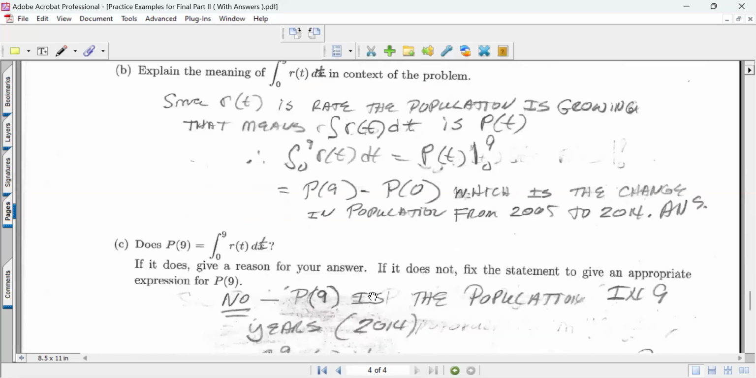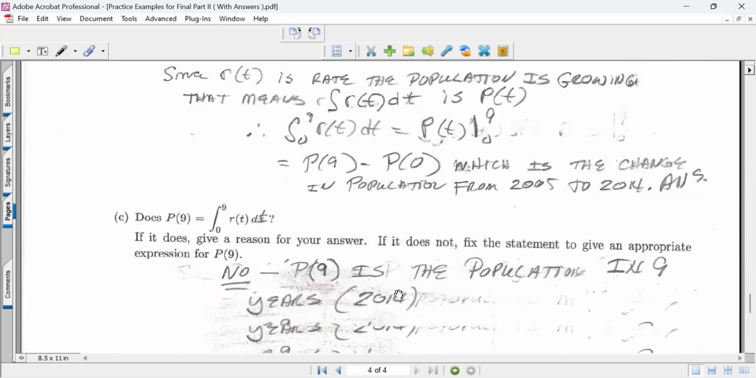Now, part C, does p of 9 equal what we just found here? No, this is the change, or the amount of change. P of 9 is the population in 2014, but this is the population change between 2014 and 2005.